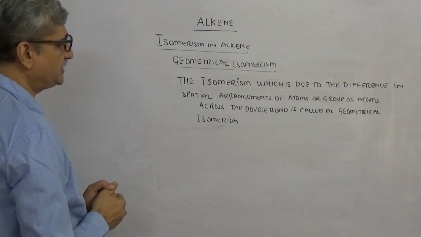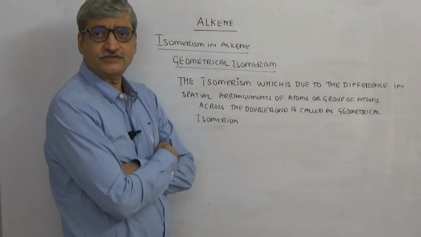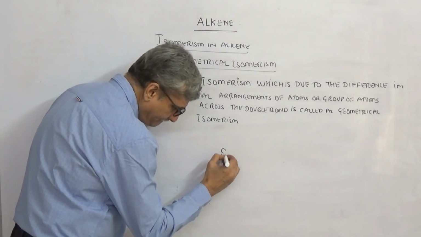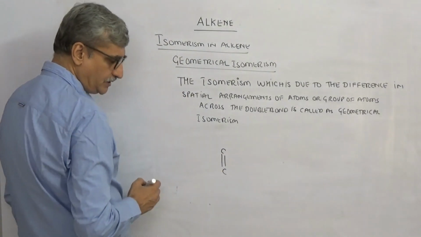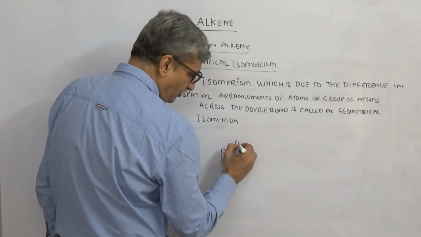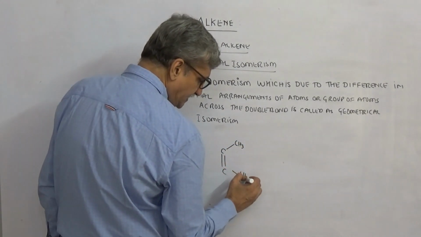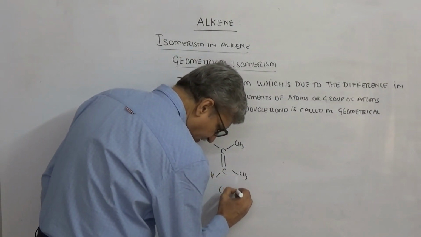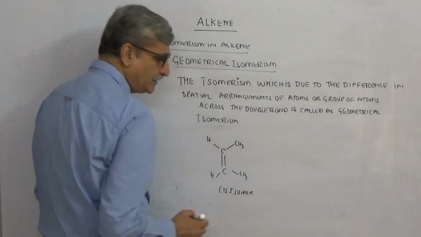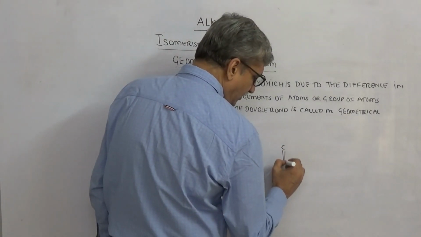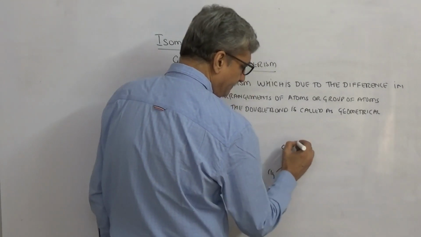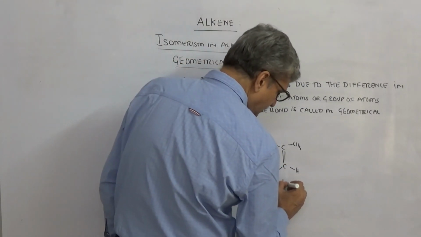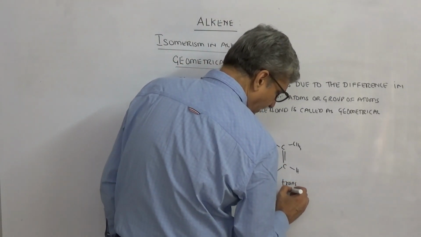Then we come to geometrical isomerism. So geometrical isomerism is what? It's an isomerism. So you have a double bond. Across the double bond, when the same groups are arranged on the same side, then this is called cis isomer. When similar groups are placed on opposite sides, then this is called trans isomer.